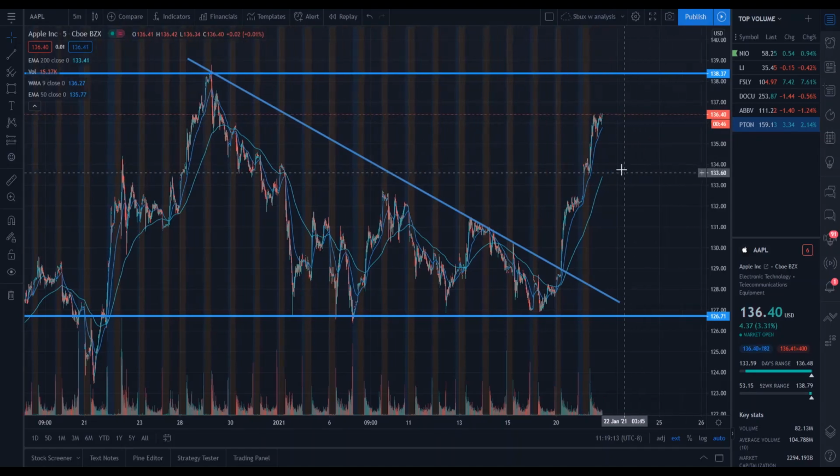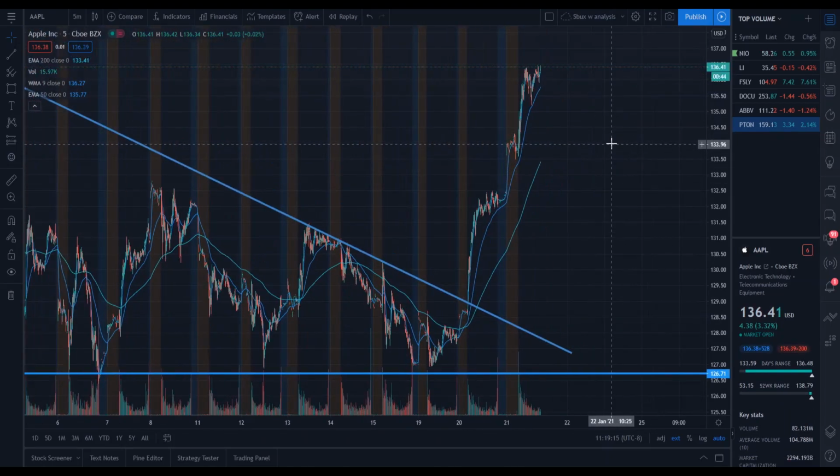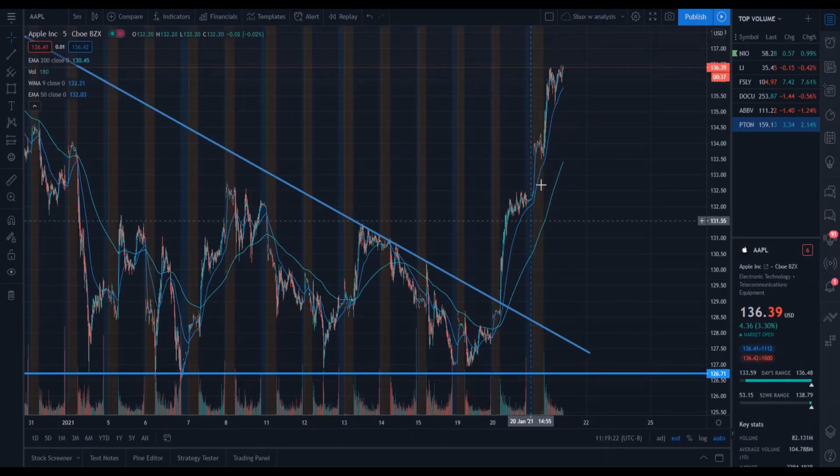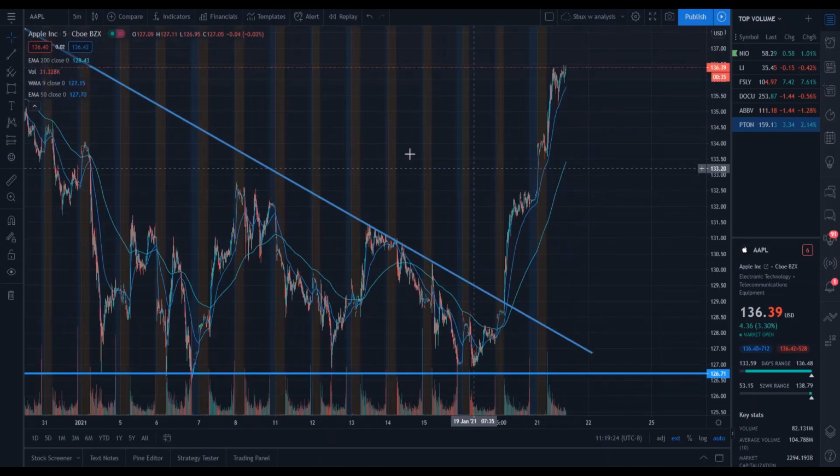So I want to explain exactly how I knew to take this trade and how I knew there was still room to the upside when I did hop in on this extended position. And even though Apple was already up plenty of dollars before I actually hopped in on the trade, guys.